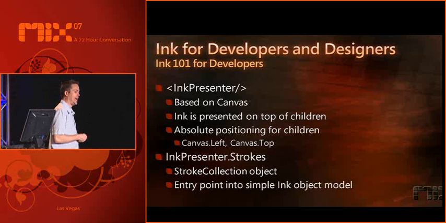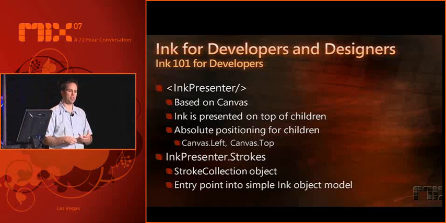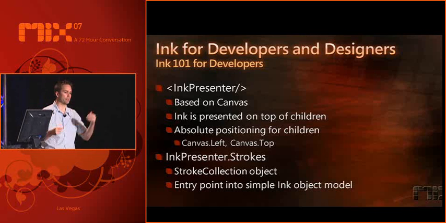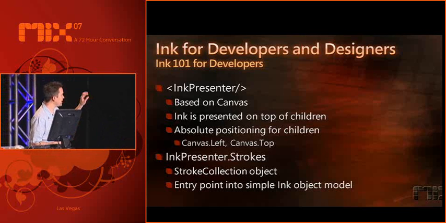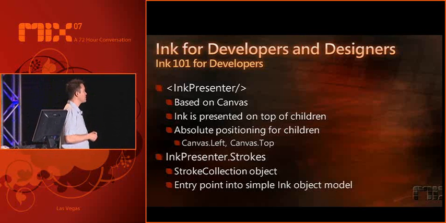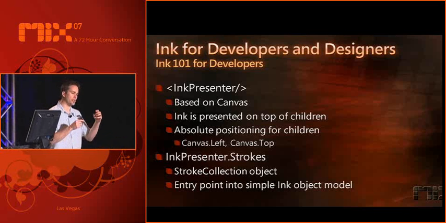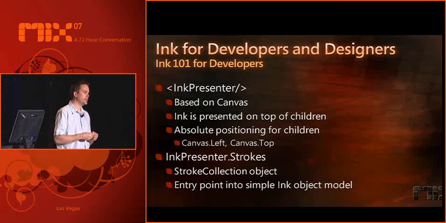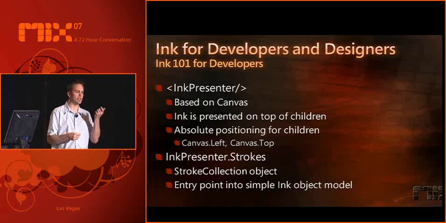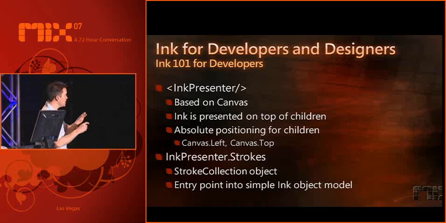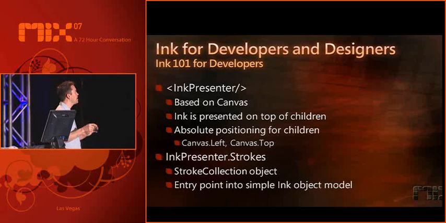Now this is based on the canvas element, and the canvas element, as you know, is just for absolute positioning. So internally in Silverlight, our ink presenter actually just inherits right from canvas. And what's nice about that is that anywhere we're using a canvas, you can actually just copy and replace an ink presenter, and it works exactly the same. You position all your children using top and left.